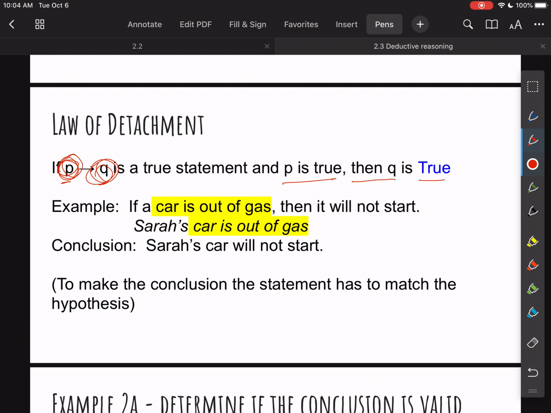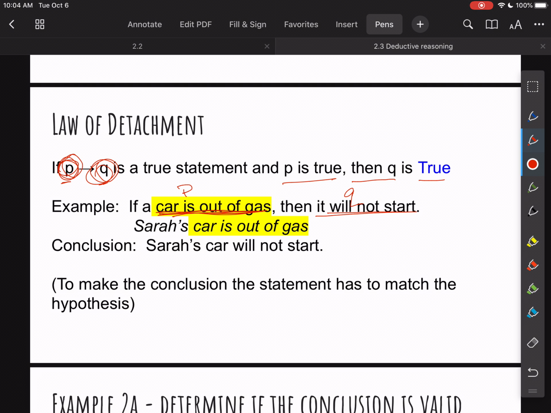So here we go. Let's look at an example. It says, if a car is out of gas, then it will not start. So that's like saying this is the P statement, this is the Q statement. If a car is out of gas, then it will not start. So that's like the P then Q. If this part of the statement is actually legitimate, if it's true, then we can say that Q is true.